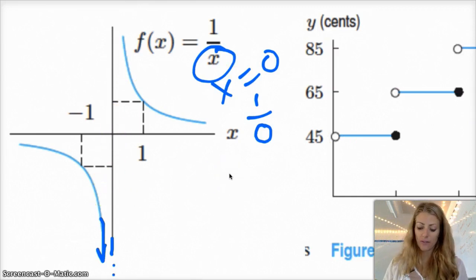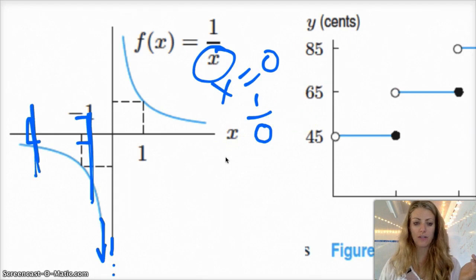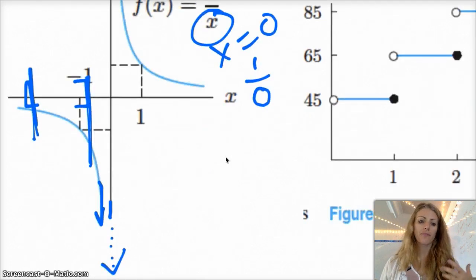Now if we're looking at a different interval, maybe from negative 1 to negative 1/2 or something, you might have a continuous function just in that range of values within that restricted domain. But overall the function is not continuous.